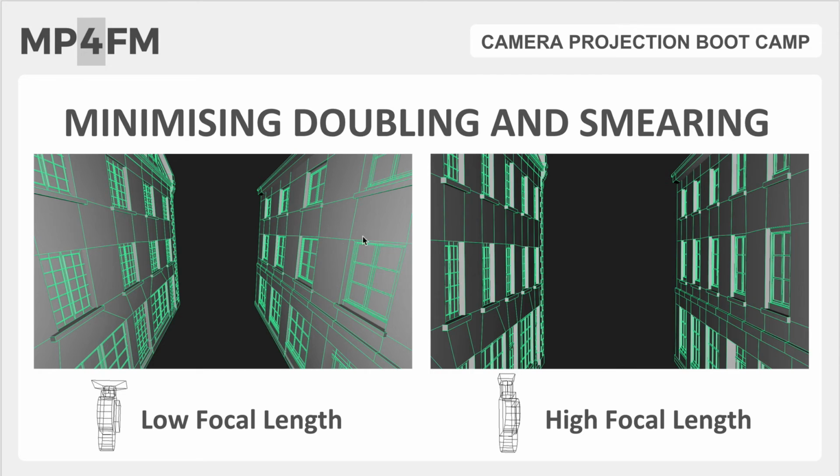So when you compare the two lenses on these cameras, you can see the one with the really wide angle of view compared to the very narrow angle of view, that this one is going to have a much better time projecting and minimizing the doubling and the smearing.